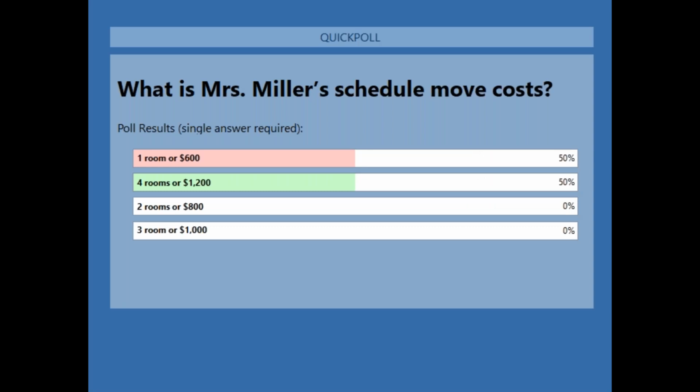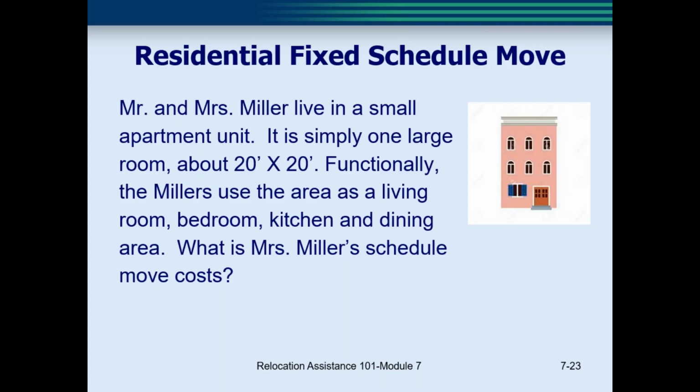Well, they have voted, and it's an even 50-50 split between one room or 600, or 4 rooms or 1,200. Yeah, and while it's only one room, a case could be made for paying for it as if it were 4 rooms. But again, you've got to use your own judgment. As long as you are justifying to the relocation reviewer, well, I think it's 2 rooms because they only have a divider down the middle, or I think it's 4 rooms because it's divided and it's really the size of a 4-room house.